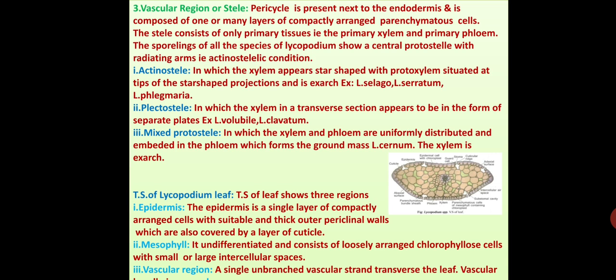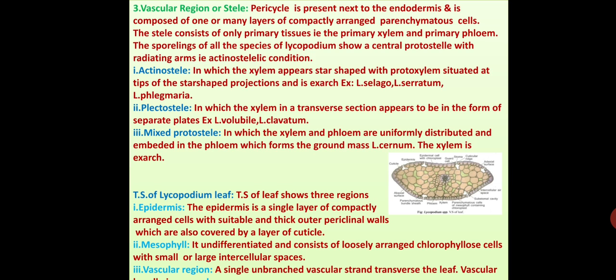Then plectostele, in which the xylem in a transverse section appears in the form of separate plates. The best examples are Lycopodium clavatum and Lycopodium holubii. The third one is mixed protostele, in which the xylem and phloem are uniformly distributed and embedded in the phloem, which forms the ground mass. The best example is Lycopodium cernuum. The xylem is exarch.